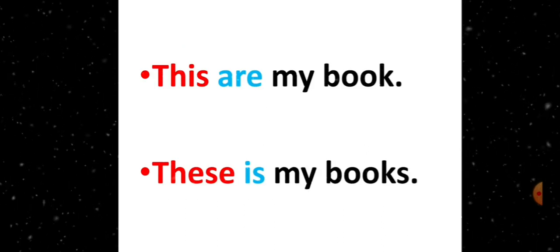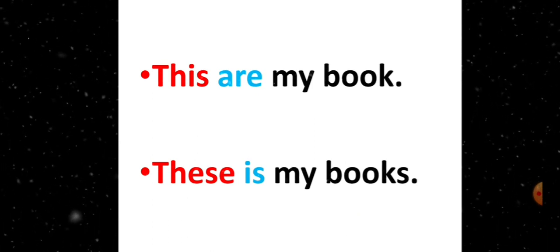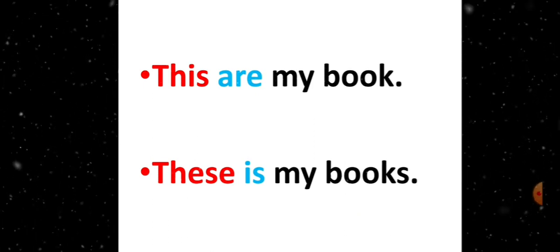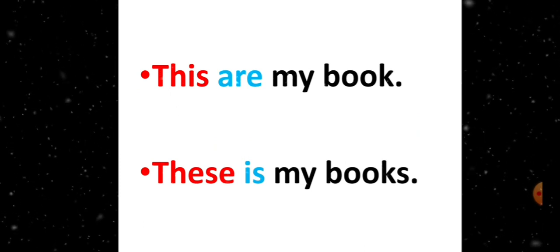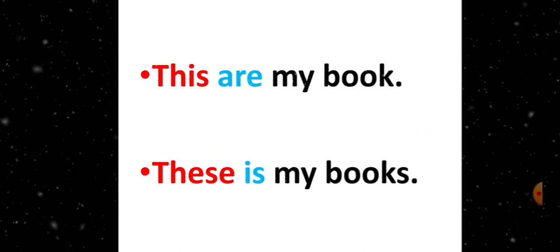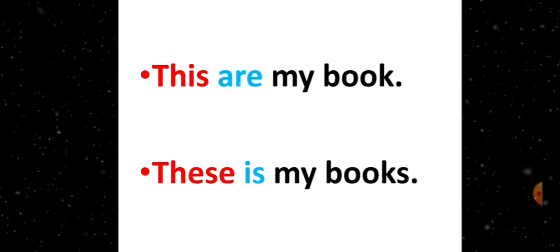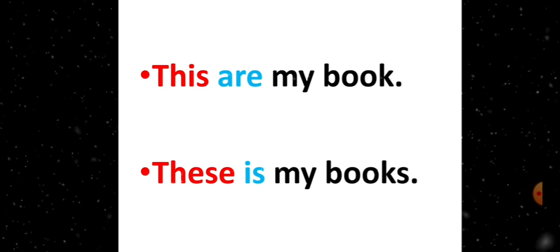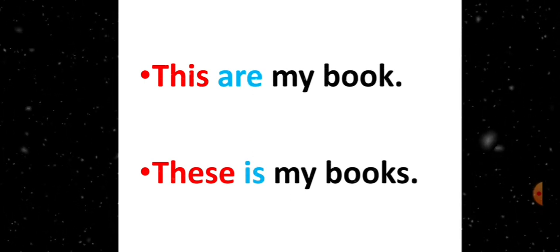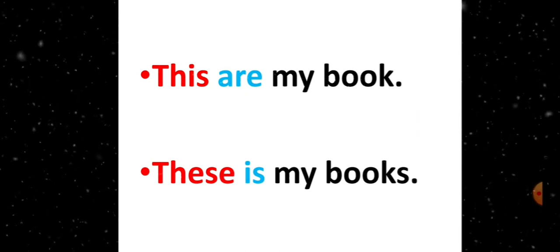Now look at these two examples. "This are my book." Do we say "this are" or "this is"? "This are my book"? No, "this is my book," because "this" is singular. Again, come back to these three points. First, identify the subject. The subject is "this." Then see whether it is singular or plural. "This" is singular. Now see, is the verb used singular or plural? The verb used here is plural. "Are" is used, which means the statement is wrong. There is no proper agreement.